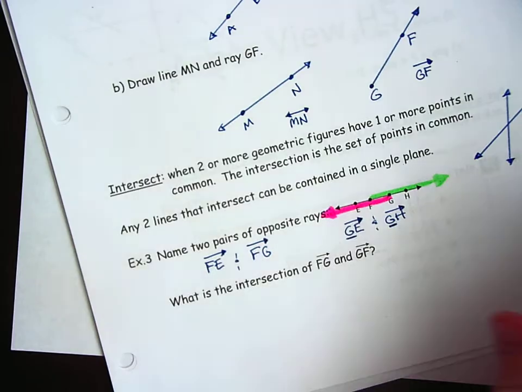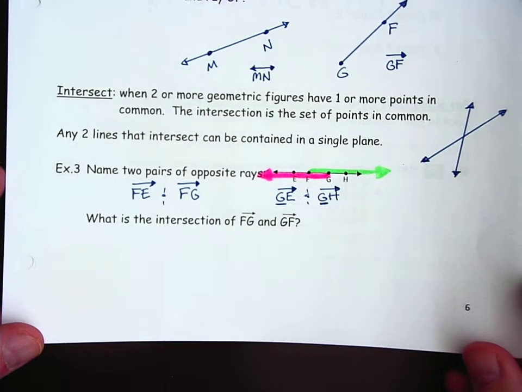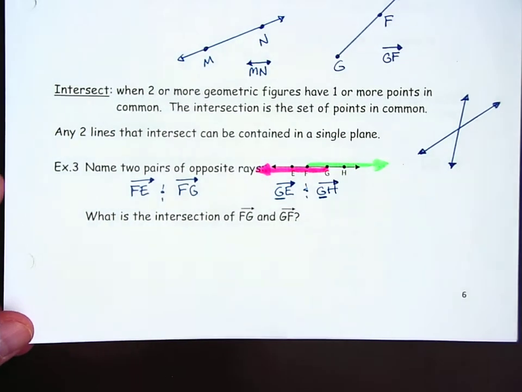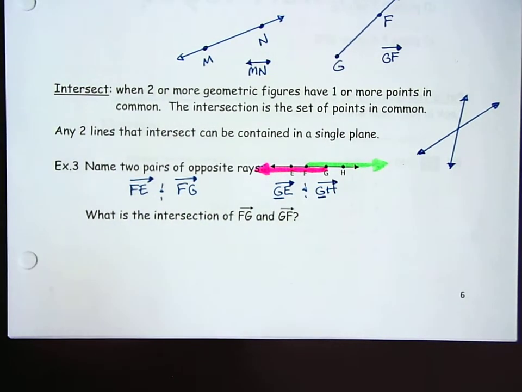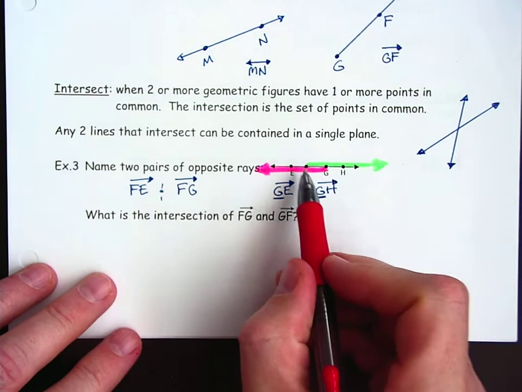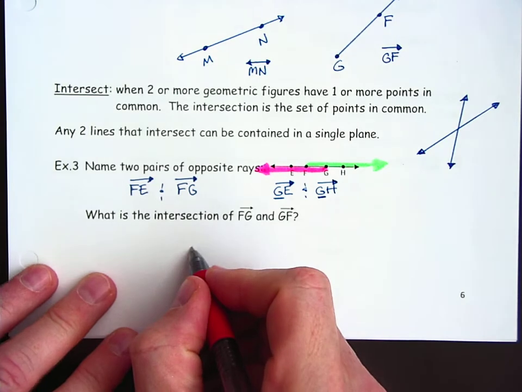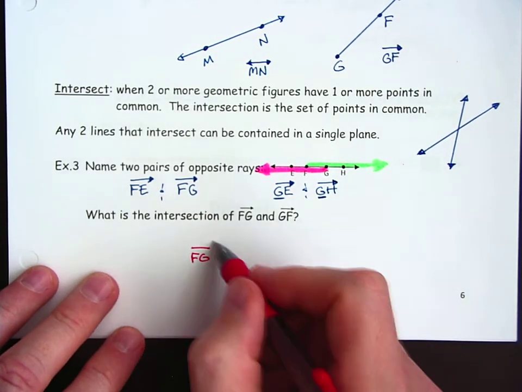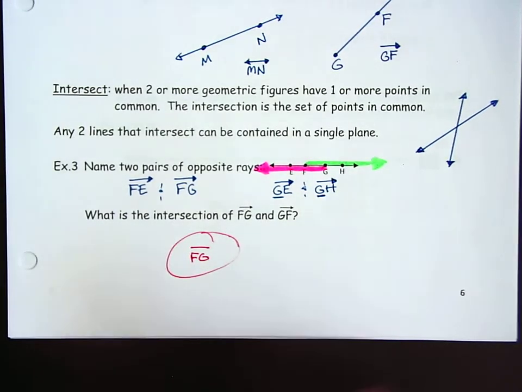So when things intersect, they overlap with each other. So if you look at where the green and the pink overlap, where do they overlap? They overlap from F to G, which is a line segment. So alphabetically, FG. That's where they intersect.